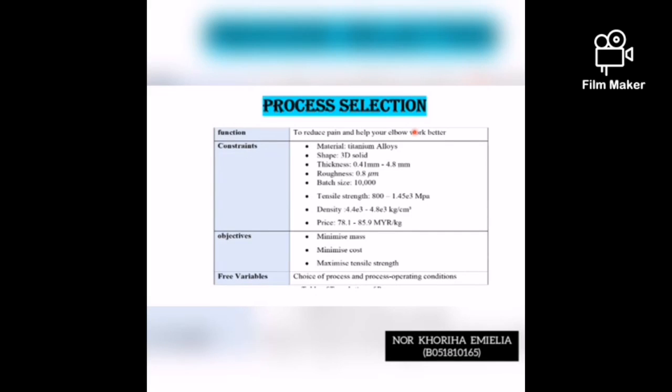Okay, after the material selection, we do the process selection. First of all, we do the translation process, which will list all of the function, constraint, objective, and free variables. The function is to reduce pain and help your elbow work better. This is the constraint, the objective, and the free variables, which are the choice of process and process operating condition.